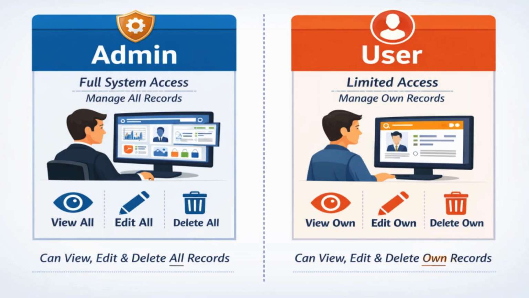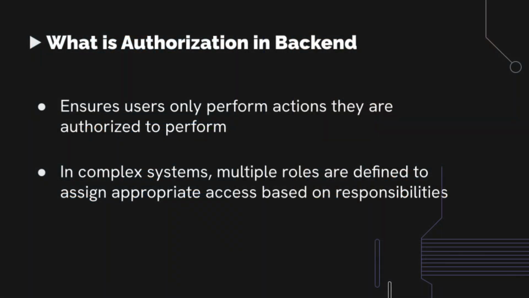Let's say we have a management system in which we need to define roles to control what actions different users are allowed to do. For example, an admin can manage the entire system, meaning the admin is allowed to view, edit or delete all the records of every user in the system. On the other hand, a normal user is allowed to access their own information and edit or delete their own records. This role-based access helps ensure that users only perform actions they are authorized to perform.